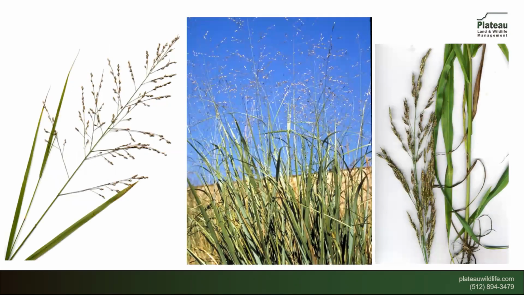So we got switchgrass here on the left in the center. That's a close-up. You can see that big spreading panicle, lots of little seeds at the ends on the tips of those branches on that seed head. And that's typical of the panicums. There's lots of different panicums. They all have that similar type of seed structure and tend to have that open seed head like that.